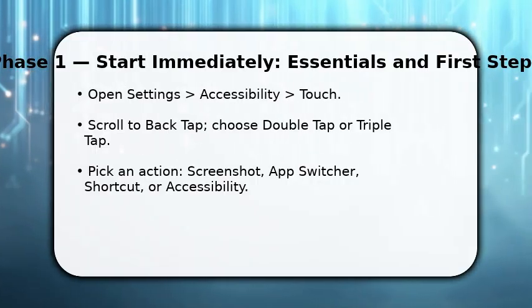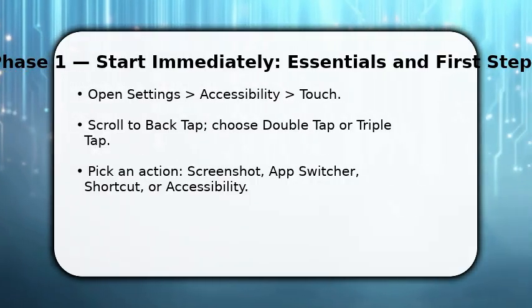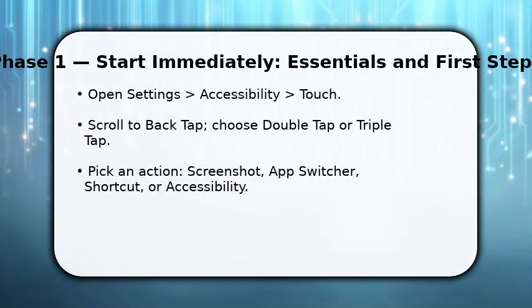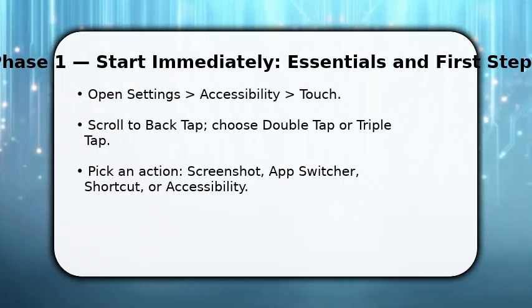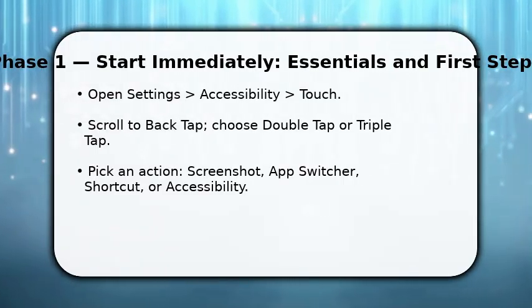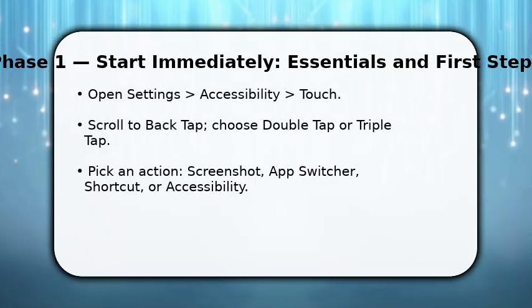Next, select a system action or a shortcut you've already created, because this defines what the taps will do. Make sure to test immediately. Tap the back of your phone twice or 3 times to confirm the mapping works as expected.